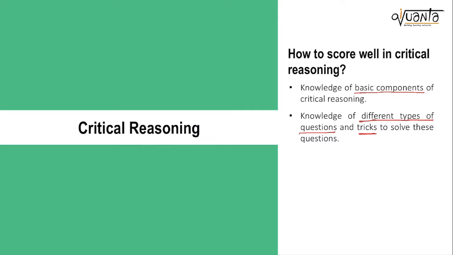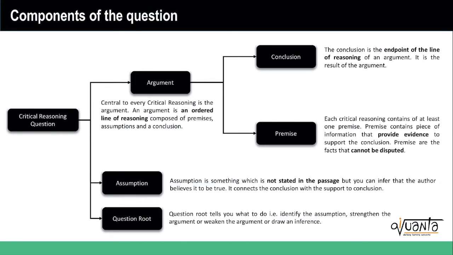So let's begin with the components of the question in a critical reasoning exercise. The first thing that you will encounter in any critical reasoning question is the argument. Argument is the central part of any critical reasoning question. It is an ordered line of reasoning which is formed from premises, assumptions, and conclusion.